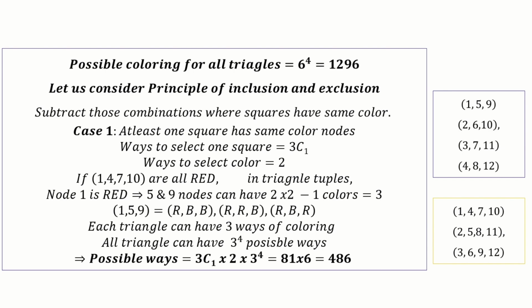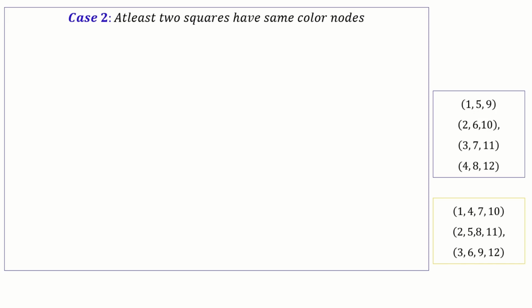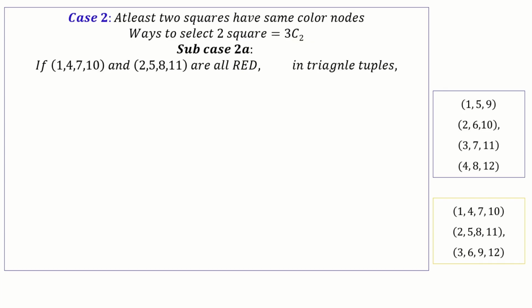So next level we'll go to case 2. These are my triangle and square nodes. At least 2 squares of the same color now. How many ways can you select 2 squares? 3C2 ways, out of 3. Now first case: 1, 4, 7, 10 again, and 2, 5, 8, 11 both are red. How many ways can I select colors?